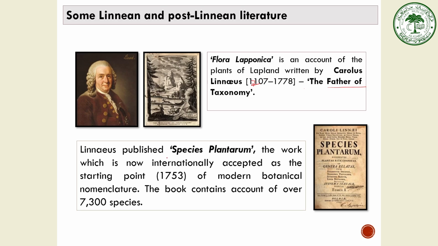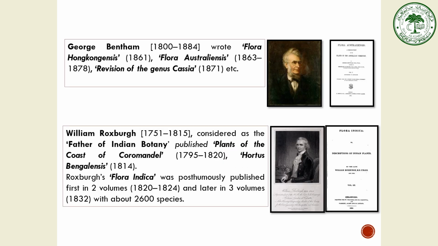Then Linnaeus also published the Species Plantarum, the work which is now internationally accepted as the starting point of modern botanical nomenclature, because 1753 acts as a baseline for the priority of publication. This is the baseline for modern botanical nomenclature, published by Linnaeus, the Species Plantarum, which accounts for around 7,300 species. And you can see here the image of the Species Plantarum published by Linnaeus. So this literature plays a very important role in the development of botany.